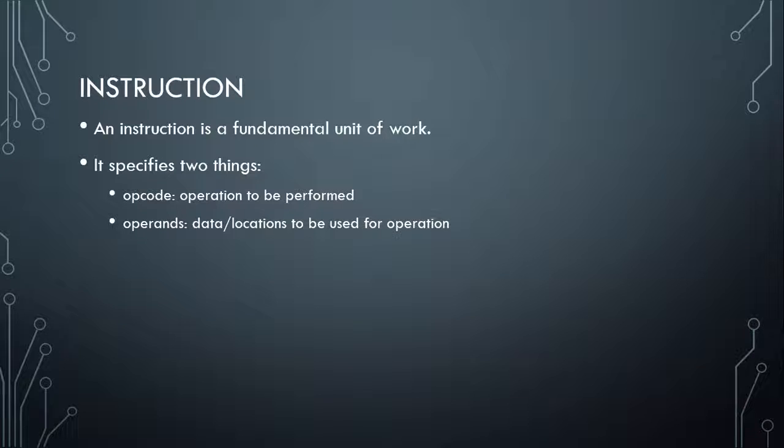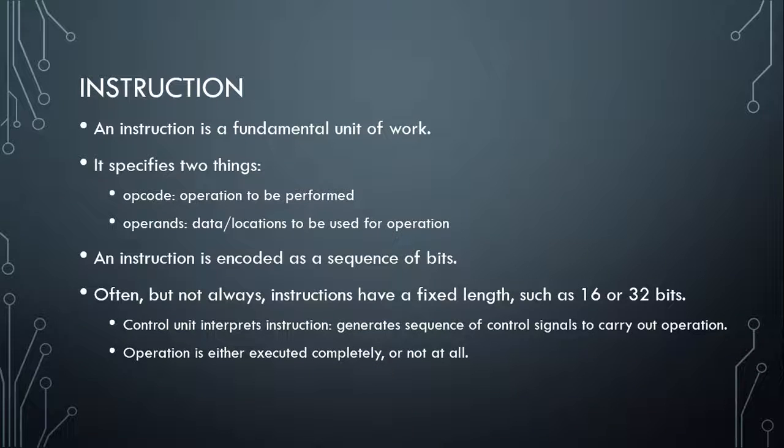So think about this in terms of math, something you're a little more familiar with. It's like saying you have your operators and your operands. Operands, of course, are what's being manipulated, like the numbers, and the operators would be like your symbols. So in this case, an instruction is encoded as a sequence of bits. So we're coming right back to using those bits. And often, but not always, these instructions have a fixed length, such as 16 or 32 bits.